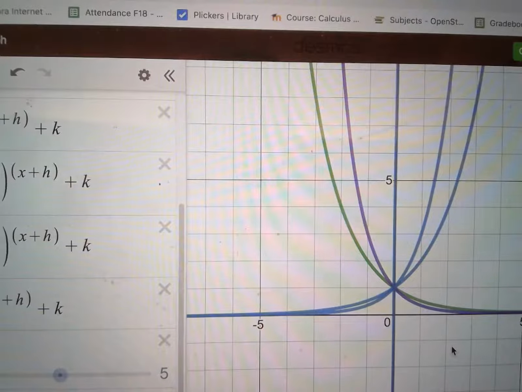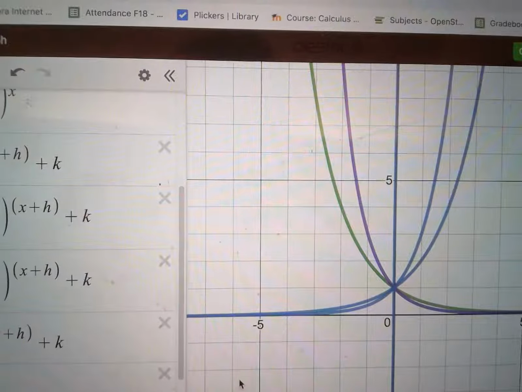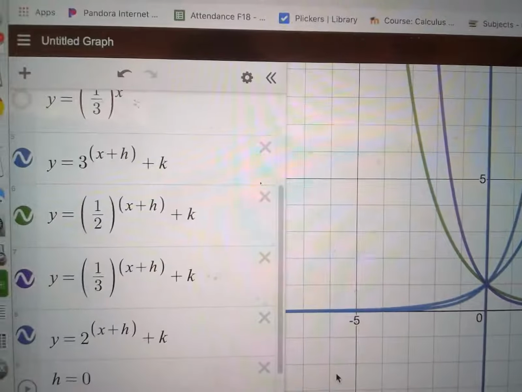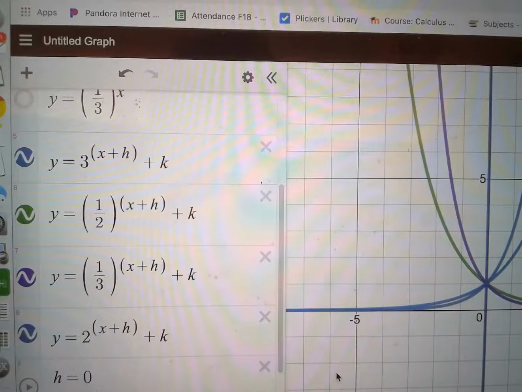If you need practice with them, if you're really not sure what she's talking about, then go to Desmos and put this in. As soon as you put the x plus h and the k in there, it'll ask you, do you want to make a slider? And you say yes. Then you can play with it until your heart is content. Okay? All right. That is the shifting of exponential functions.